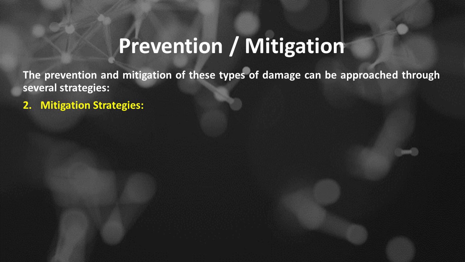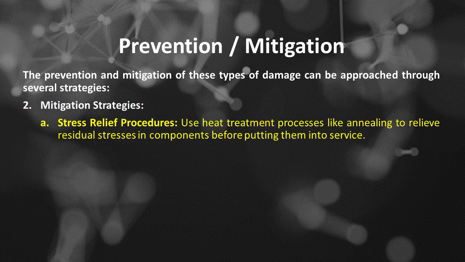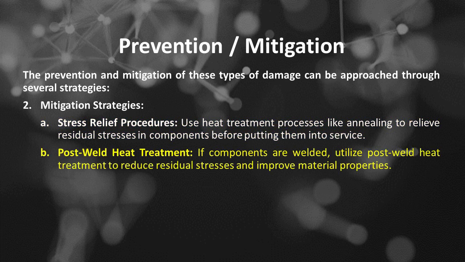Number 2 is mitigation strategies. The first of mitigation strategies to be considered is stress relief procedures. Use heat treatment processes like annealing to relieve residual stresses in components before putting them into service. The second of mitigation strategies to be considered is post-weld heat treatment. If components are welded, utilize post-weld heat treatment to reduce residual stresses and improve material properties.